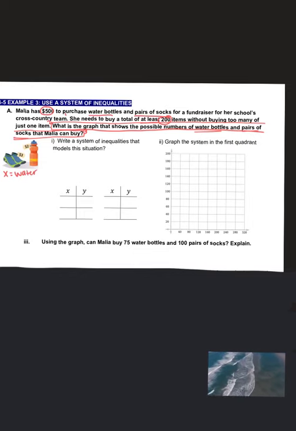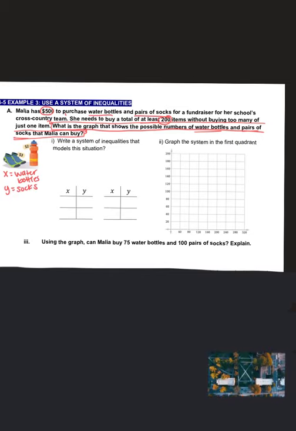So let's finish marking the text here real quick. Okay, so there's two things that we're talking about. We're talking about socks and we're talking about water bottles. So I'm actually going to make X represent water bottles and Y represents socks.